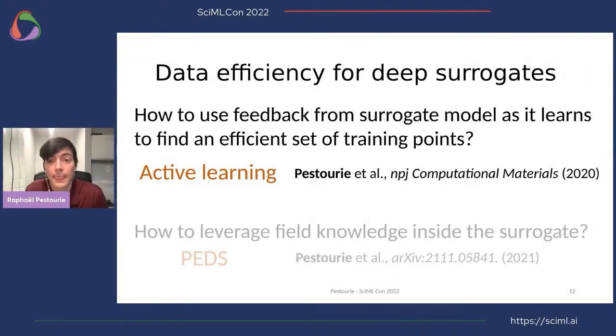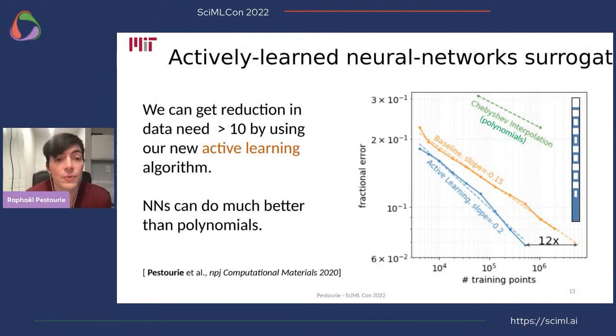Start with the results here. Here I show the fractional error on a test set for three models. In green, the Chebyshev interpolation, which uses Chebyshev points, and it performs the worst because it suffers the curse of dimensionality. Recall I'm using this surrogate model I introduced earlier with 10 geometry parameters. The orange and blue models are neural network surrogates, which we can already see that the neural networks perform much better than polynomials. And the orange one was trained with randomly sampled points, whereas the blue one was trained with points explored using our active learning algorithm. We see that the blue model reaches an accuracy of 7% with about 12 times less points than the orange model, showing the effectiveness of our active learning algorithm.